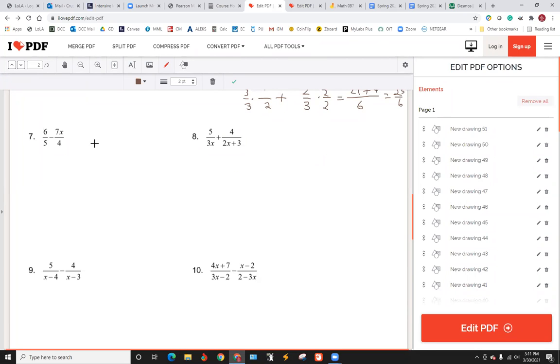Okay, so try number 7. First of all, what is the LCD? You've got a 5 here and a 4 there. They're not the same, so you have to find an LCD.